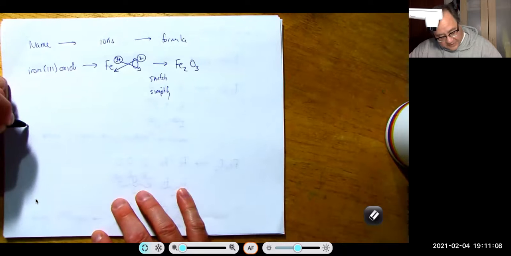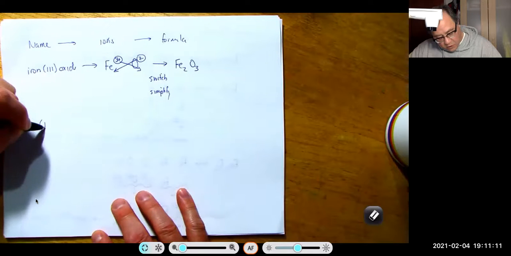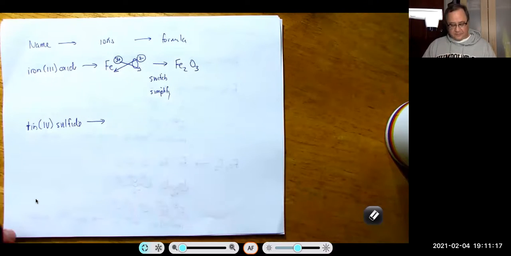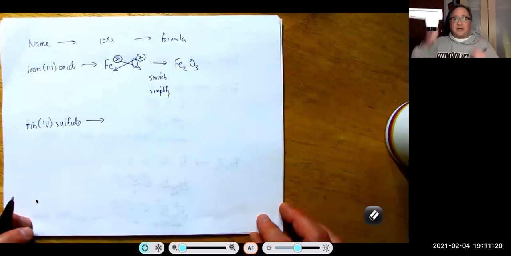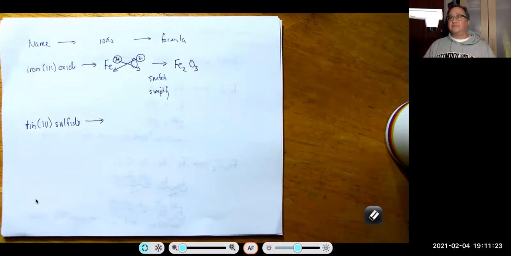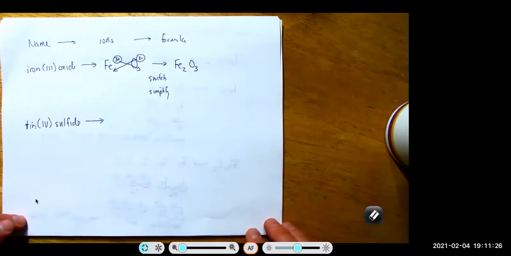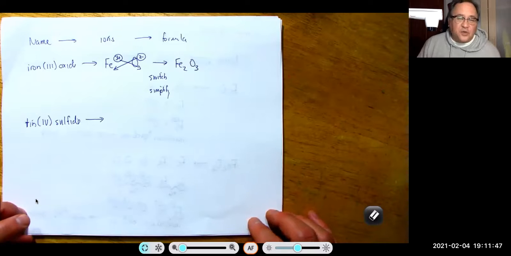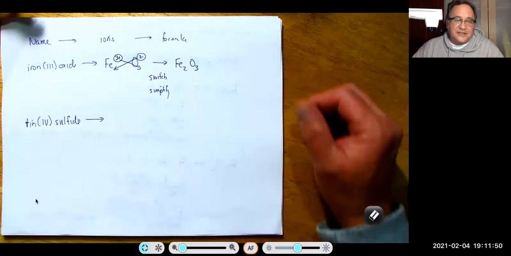Okay? Tin 4 sulfide. When you're done, give me a thumbs up. Symbol for tin, Sn. Yeah, it's one of those weird ones like sodium, where sodium is not an S, it's Na.